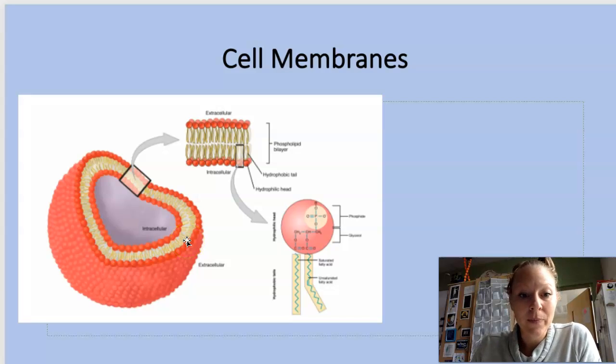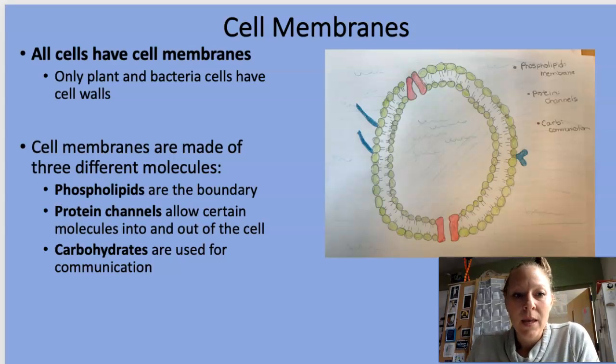This is a cell membrane, and these phospholipids create this boundary, and they allow or regulate what materials can go into and out of the cell. So this cell membrane is very important because it is used to determine what can go into and out of the cell. So let's first take a peek right here.